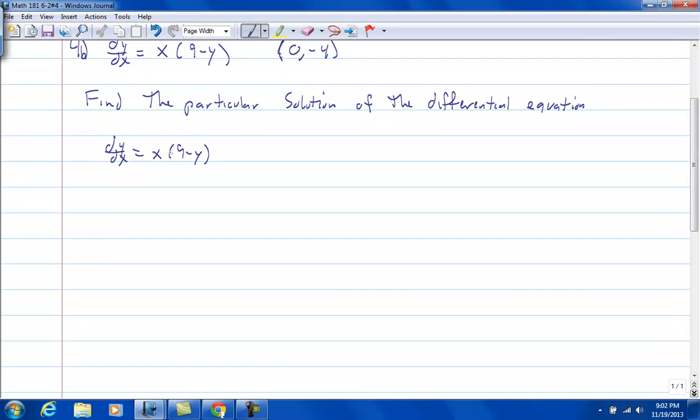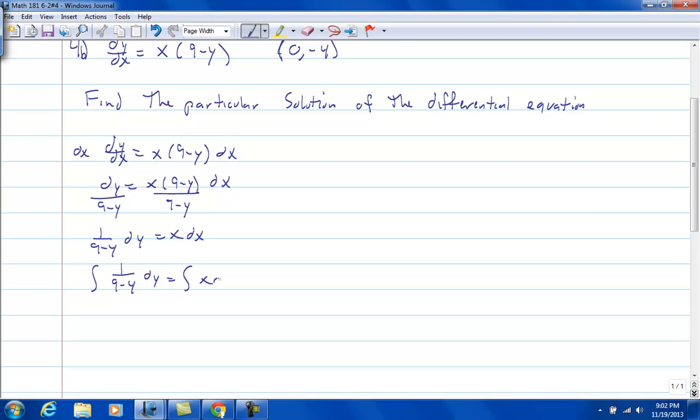So here we go. First I'll bring that dx over, and we'd have essentially dy equals x times (9 minus y) dx. If we divide both sides by 9 minus y, we have 1 over (9 minus y) dy equals x dx. And if we integrate both sides, the integral of 1 over (9 minus y) dy equals the integral of x dx.